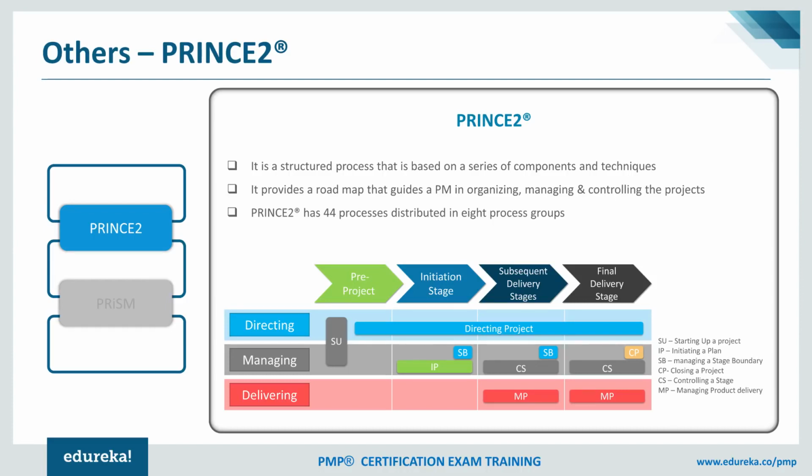And like we have PMBOK, similarly we have PRINCE2 with 44 processes. So this is a framework which will give you structured processes while performing project management activities like directing, managing, delivering, etc. And the phases like pre-project, initiating stage, right? Delivery stage, final delivery stage, etc. So it's a very structured approach of managing projects, very popular in the UK, and it has been used for many years by UK government projects. And it has also been getting popular in private industries, in private organizations.